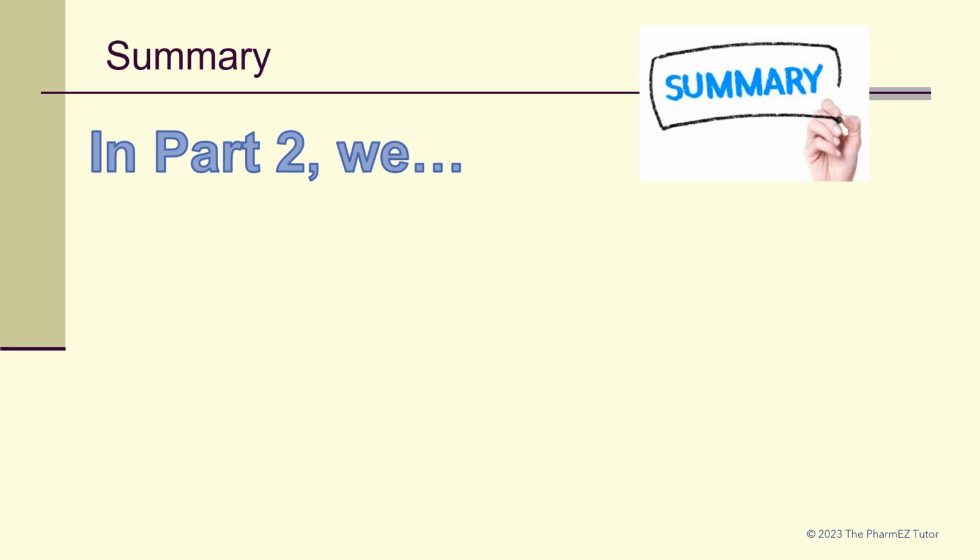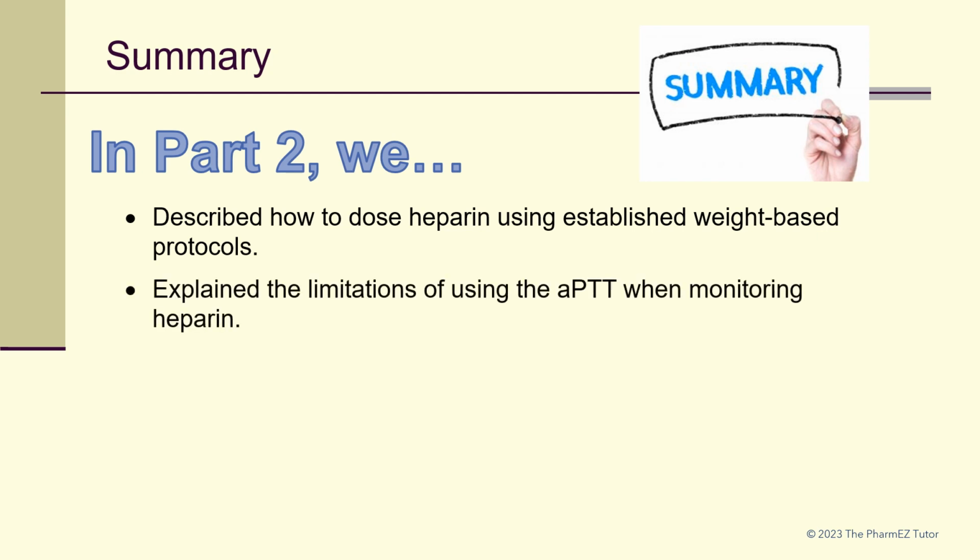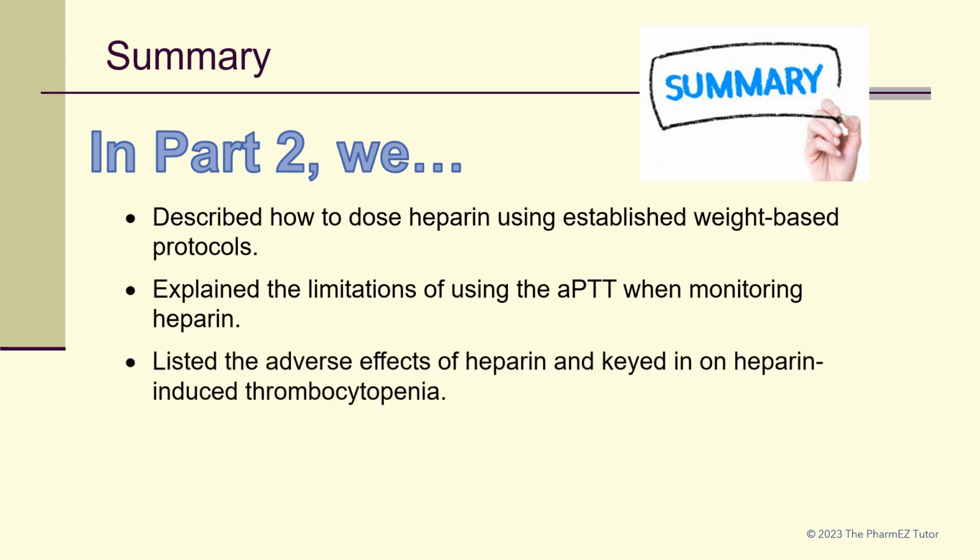Let's summarize what we learned in Part 2. In Part 2, we described how to dose heparin using established weight-based protocols. We explained the limitations of using aPTT when monitoring heparin, and we listed the adverse effects of heparin and keyed in on heparin-induced thrombocytopenia.